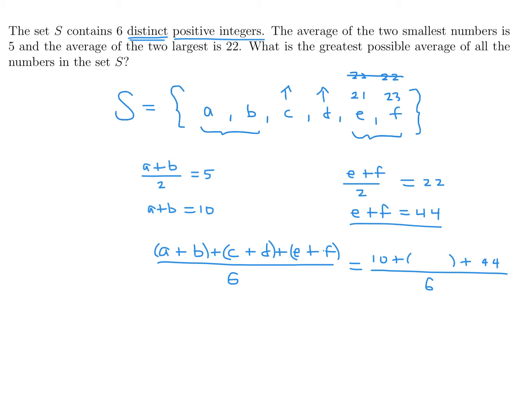So if I make E 21, then I could make D 20, and that's the largest I could ever make it, and I could make C 19. That's basically how I would do this. So C plus D is going to be 19 plus 20, which is 39. And therefore, this is going to be 54 plus 39, which is 93, divided by 6, and that is 15.5.